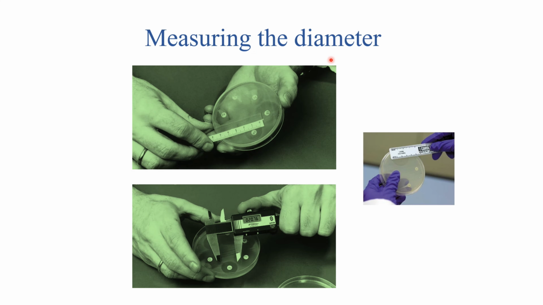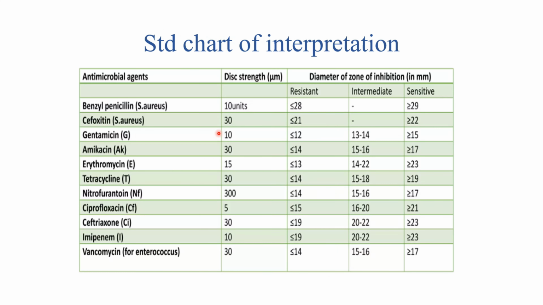Measuring the diameter of this zone of inhibition: here you can see with the help of a scale, we will measure the zone of inhibition, and we will note down that zone of inhibition. The measured zone of inhibition we will compare with this standard chart of interpretation. This is the standard chart. This is the antibiotic drugs. This is about the disc strength. This is the diameter of zone of inhibition, that is resistant, intermediate, or sensitive.